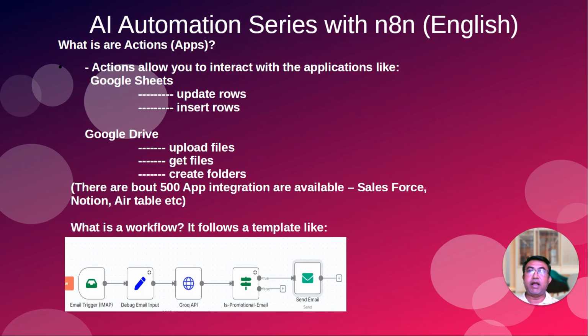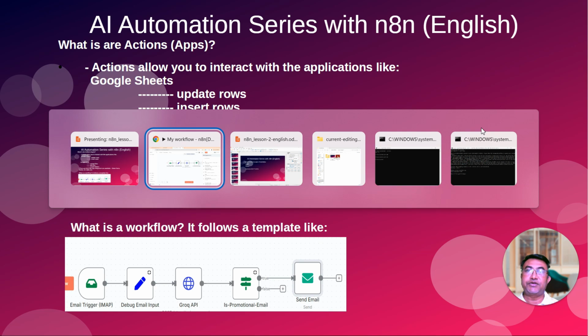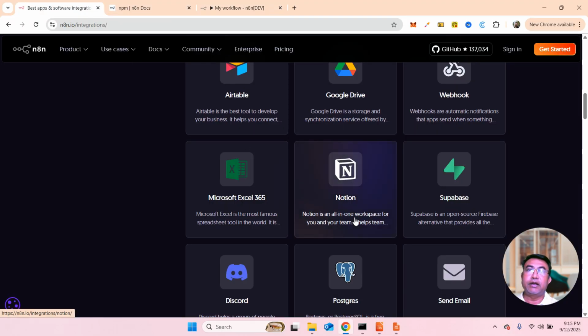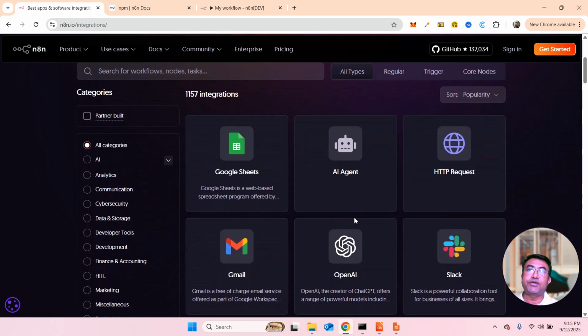Now what are actions? Actions allow you to interact with the applications. For example, with Google Sheets, you can update and insert rows, right? With Google Drive, you can upload a file, get a file, create folders. There are other actions available like Salesforce, n8n, Airtable, and many more. We have seen yesterday that we have more than 500 tools now.